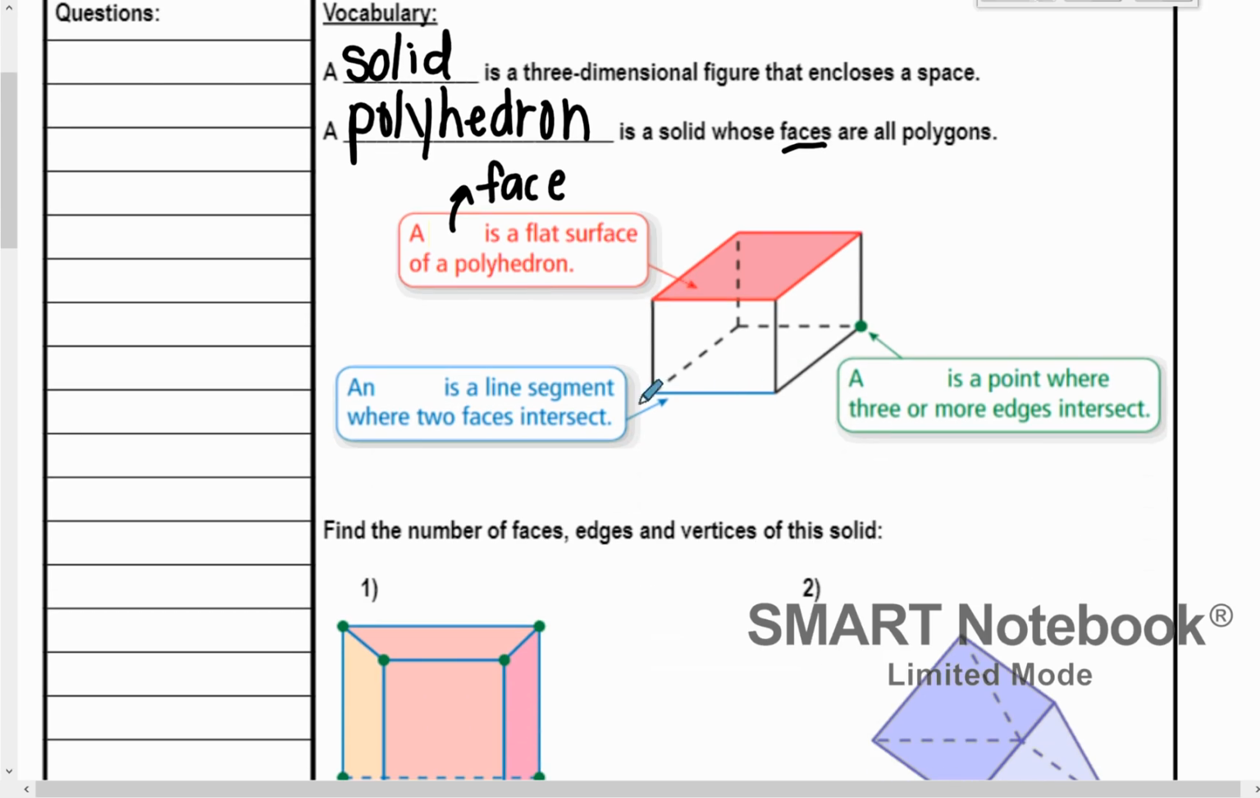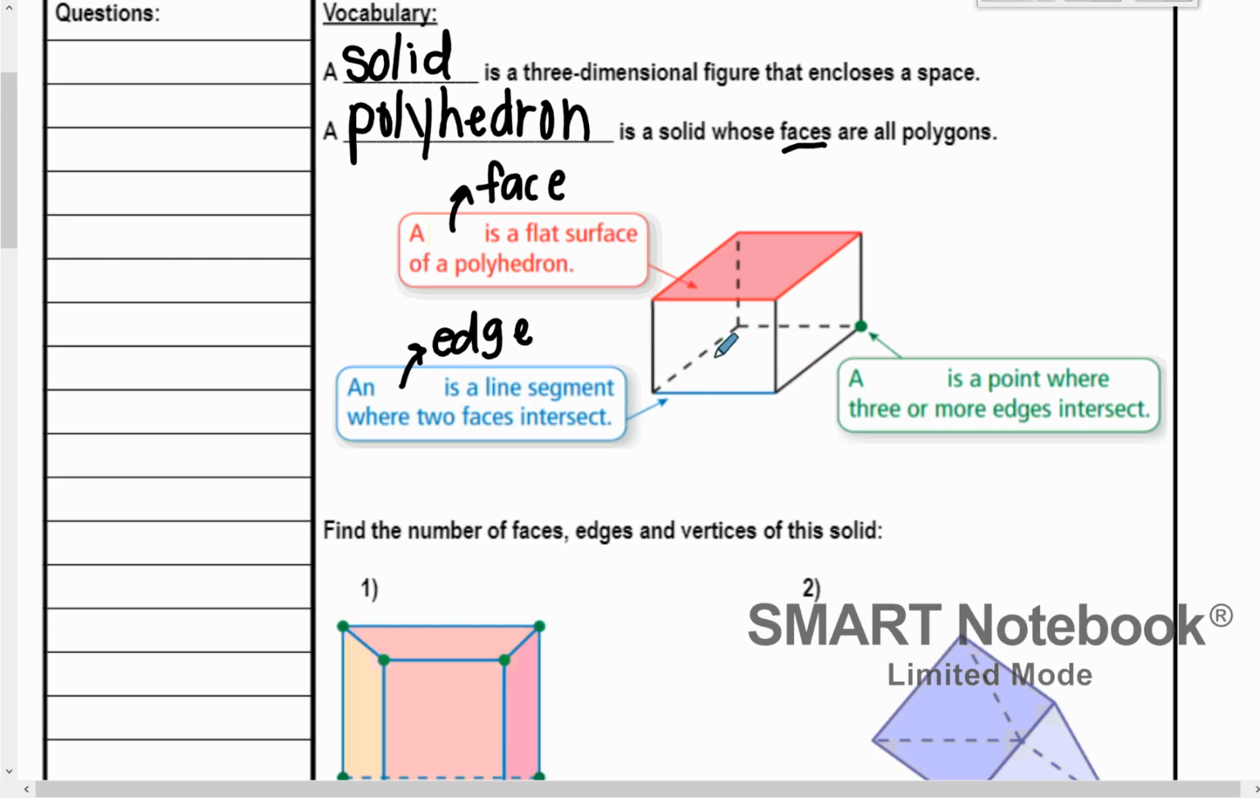Here in blue is an edge. An edge is the line segment where two faces intersect. For example, this blue line is where this face intersects that bottom one. They intersect at this edge right here. Another example: this right here would be an edge because it is where this face intersects this face. So an edge is like those lines that create that 3D shape.